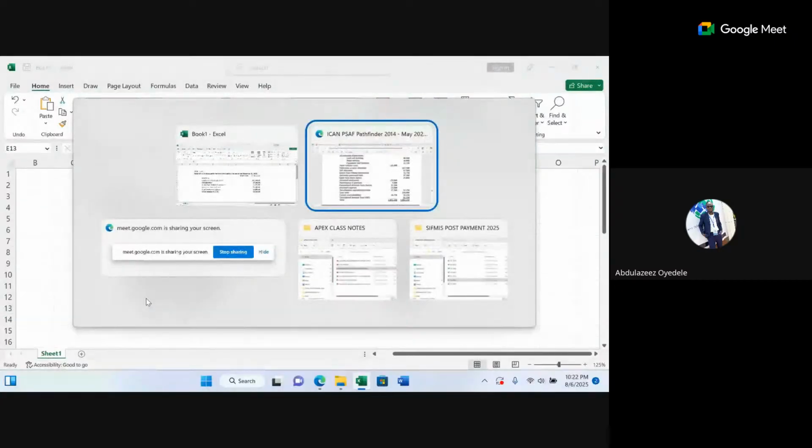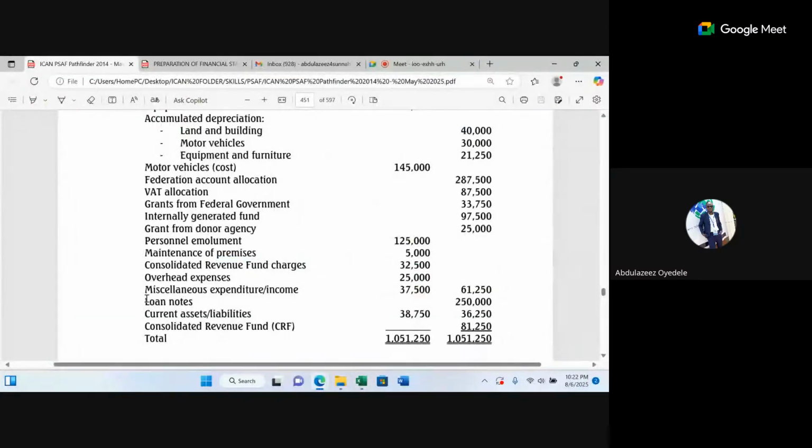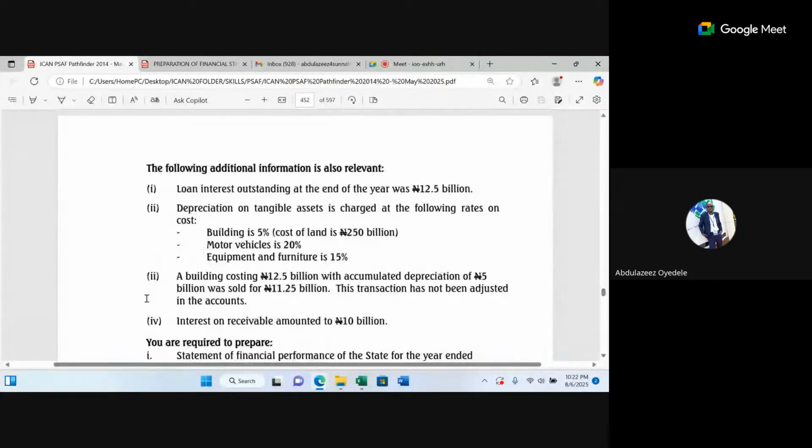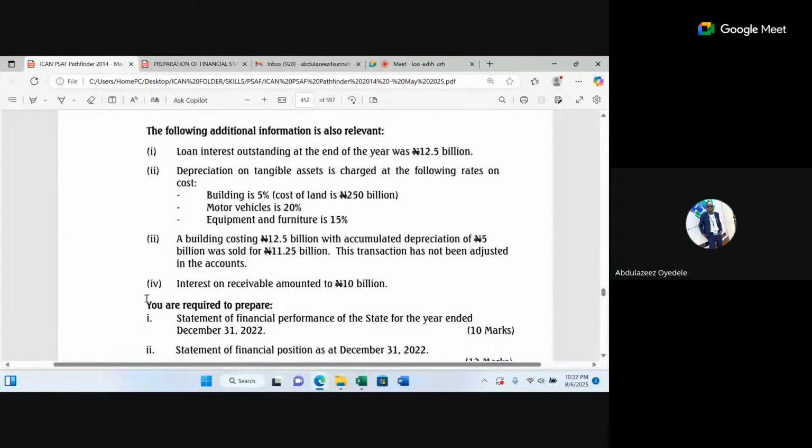Now, let's go into our additional information. There are other items of revenue that we also need to recognize. All right. So the fourth item here is a loan interest outstanding. This is not a revenue. This is outstanding expenditure that they have not settled. The next one is depreciation. That's also an expenditure. The next one is talking about a building that was disposed, so we need to check this building.